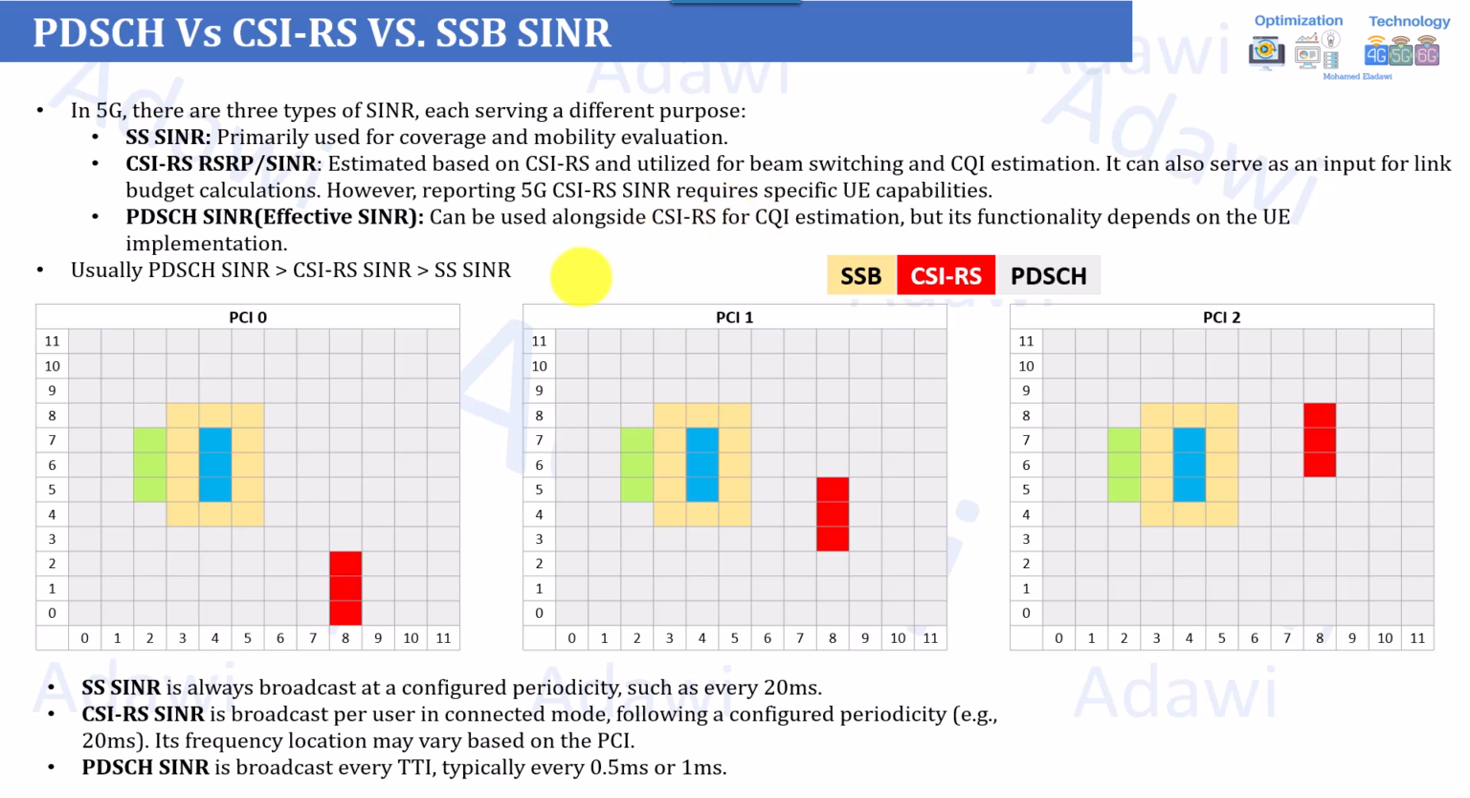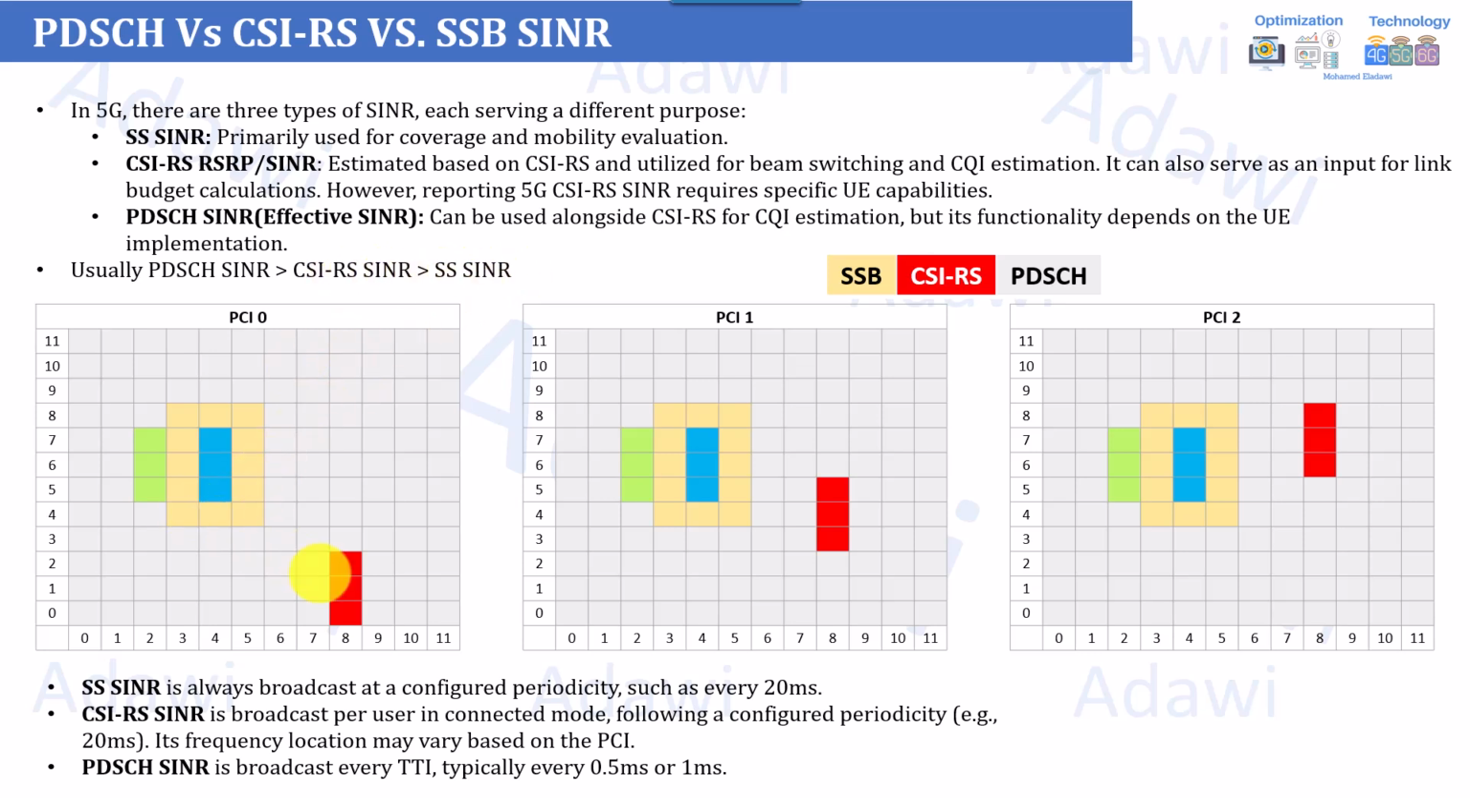Why? Because, as I will highlight, usually the PDSCH SNR is better than the CSI-RS SNR, which is better than the SS SNR. First of all, the reporting for PDSCH SNR is every TTI, which is typically 0.5 millisecond or 1 millisecond, depending on whether you're using 30 kilohertz or 15 kilohertz. Also, the interference might be much less compared to the others. But the main important point is that because it's reporting every TTI, this gives more accuracy compared to the others. And why is the CSI-RS SNR better than the SSB block SNR?